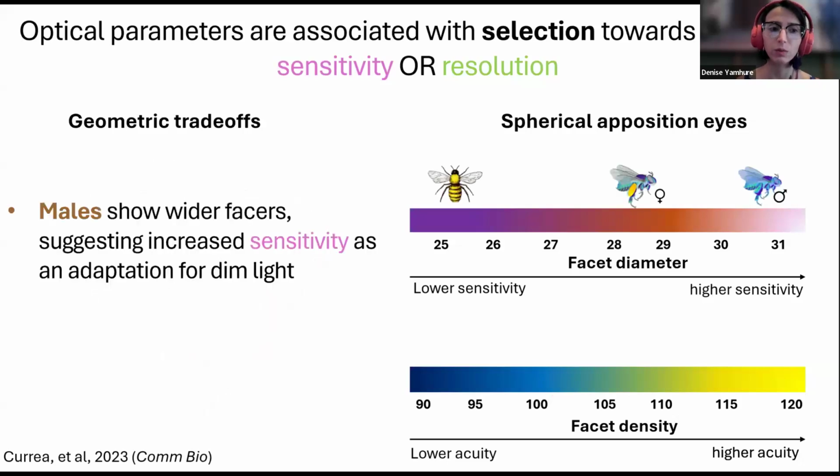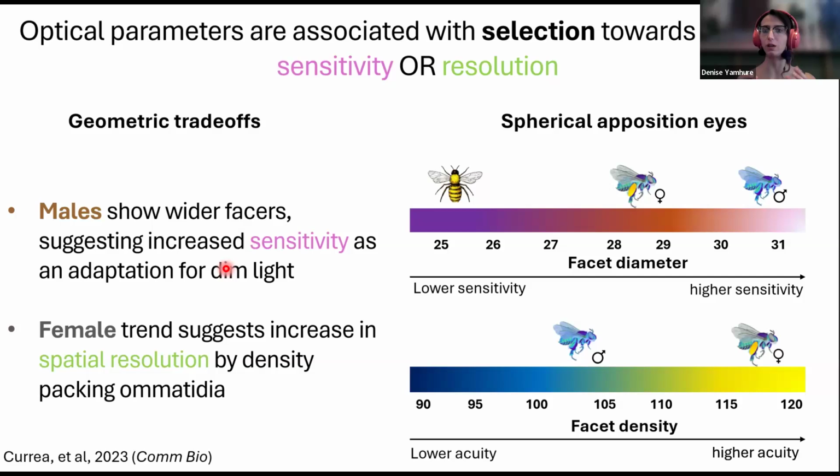So what we're seeing in Euglossa dilemma is that males are having wider facets, increasing sensitivity. And again, these might be related to the fact that they forage at dim light. So they need to basically be able to extract whatever light is available in their environment, while females are actually packing their facets more densely by decreasing the length of their average facet, and this is able to increase spatial resolution.